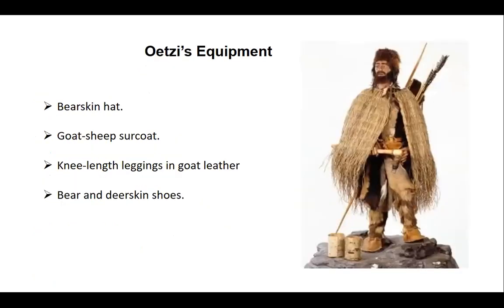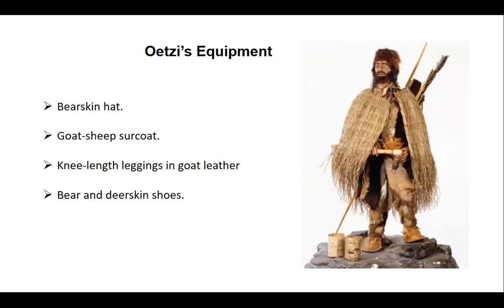Talking about his equipment, he wore a bearskin hat, then a golden sheep surcoat, knee-length leggings in goat leather, trousers, and a cowskin belt. The shoes had a bear and deer skin sole, a net, and an internal straw padding. All the leathers had received careful processing that included scraping, smoking, and treatment with animal fat to make them waterproof.